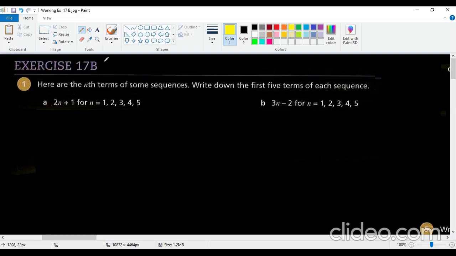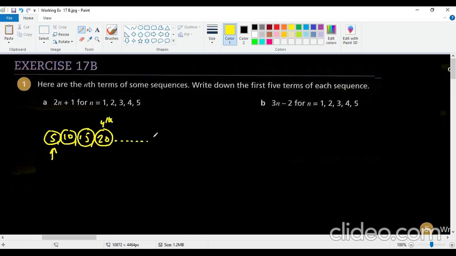this nth term is used. For example, if a sequence is given as 5, 10, 15, 20, and it keeps on going. Every number that you see here is called a term. This is the first term, the second term is 10, the third term is 15, the fourth term is 20. So the term and the value of the term are two different things. Never get confused. For example, here the fourth term is 20.